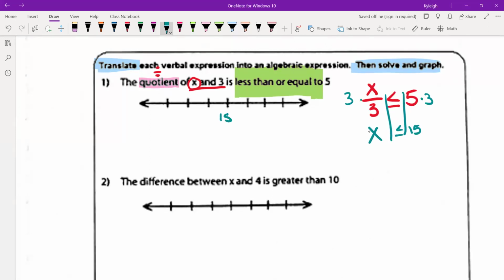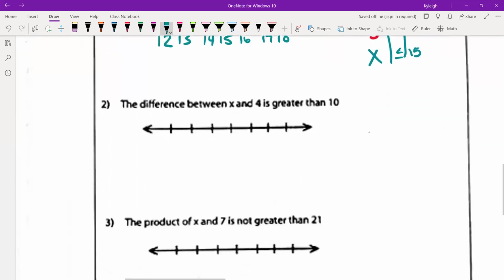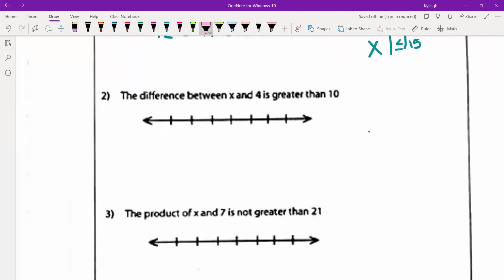So I'm going to start with 15, numbers count up by 2s. So do your number line, closed circle, going towards the left. I'm going to have you do the rest, but I'm just going to help you with difference means subtraction.